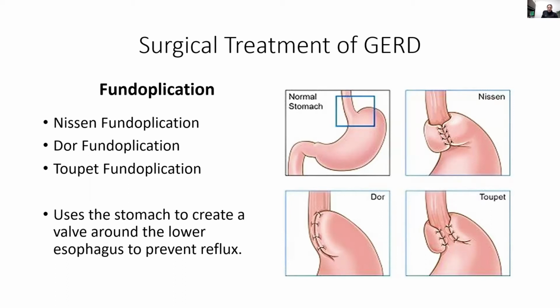The most popular type of fundoplication is called the Nissen fundoplication, where we take the top part of the stomach and completely wrap it around the esophagus. The second one, which is called the Dor fundoplication, is where we take the top part of the stomach and only wrap it around the front part of the esophagus. And then the Toupet fundoplication is where we go from behind the esophagus, and instead of doing a complete wrap like the Nissen, we leave a little bit of the front part of the esophagus open so that you're not going to have as much restriction.